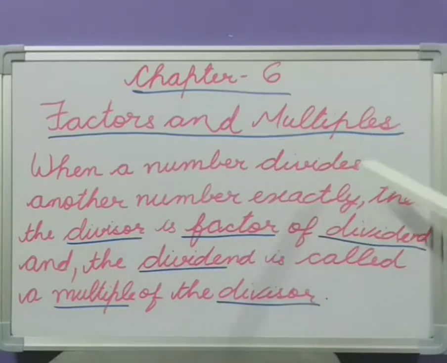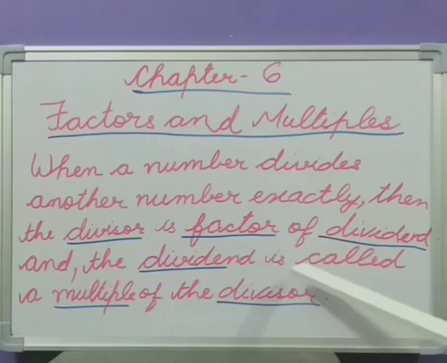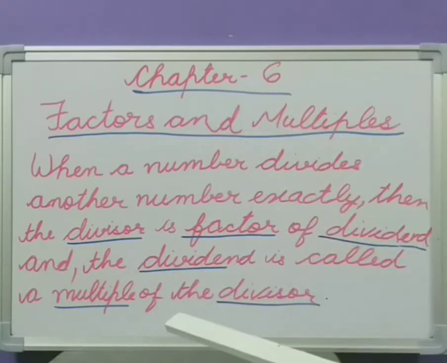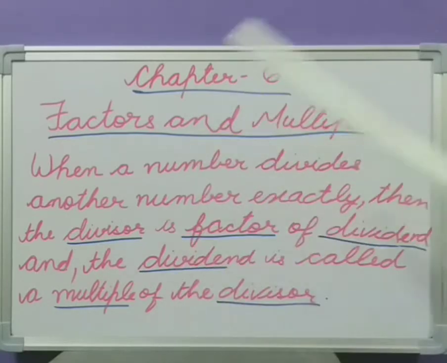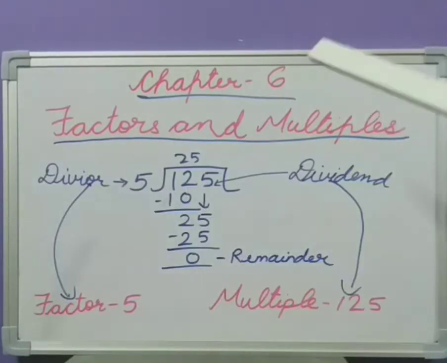When a number divides another number exactly, that means if the remainder is 0, then the divisor is a factor of the dividend, and the dividend is called a multiple of the divisor. That means the divisor will be the factor and the dividend will be the multiple. Let us see an example.